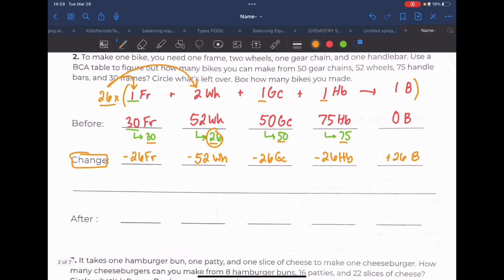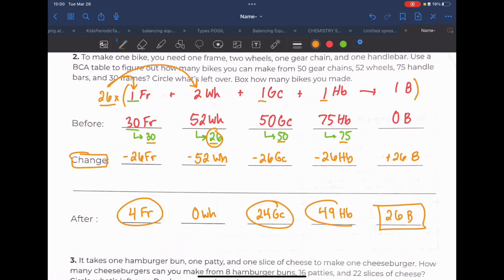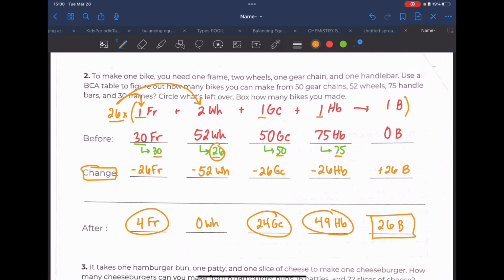And now it's just subtracting and adding. I got 4 frames left, no wheels left, 24 gear chains, and 49 handlebars left. I've also made 26 bikes. And there we go. That's the answer.